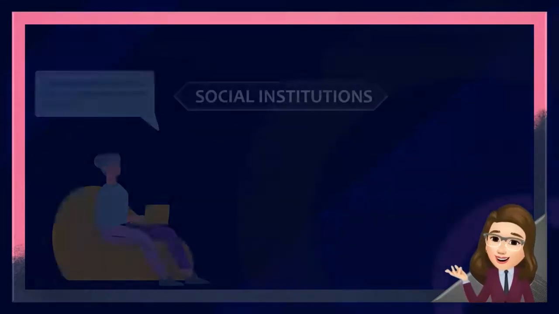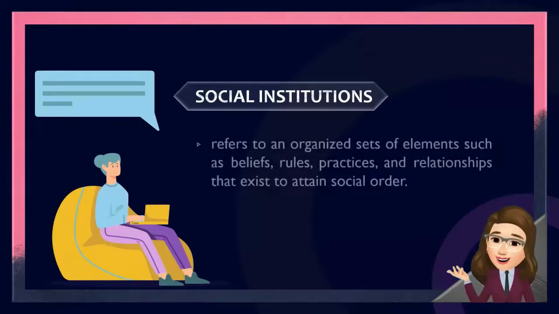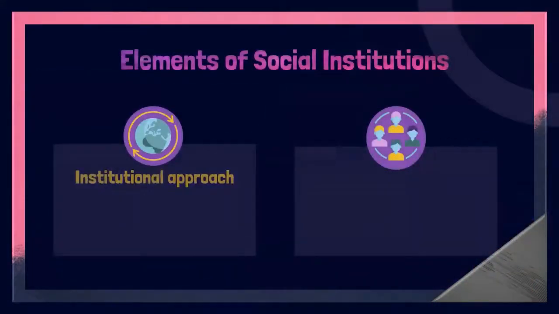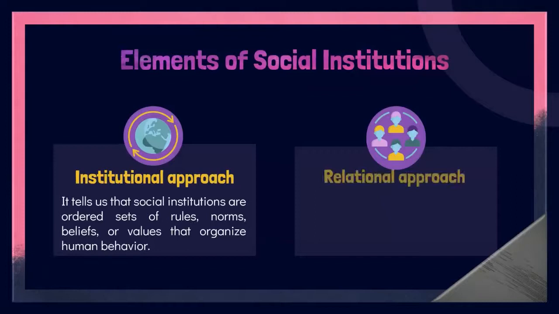First term to unlock is social institutions. This refers to an organized set of elements such as beliefs, rules, practices, and relationships that exist to attain social order. It also refers to well-established and structured relationships between groups of people that are considered fundamental components of a society's culture. The elements of social institutions are institutional approach and relational approach.